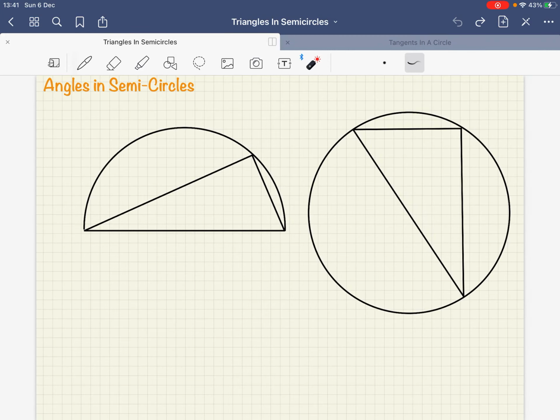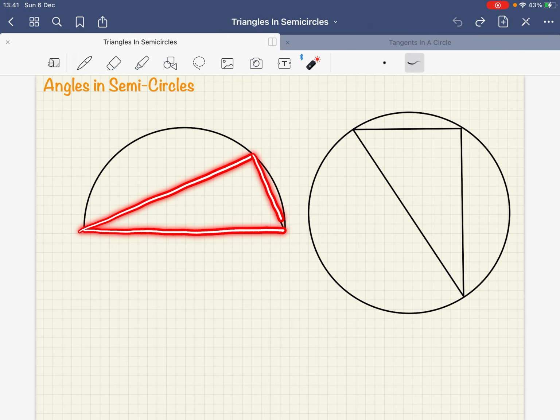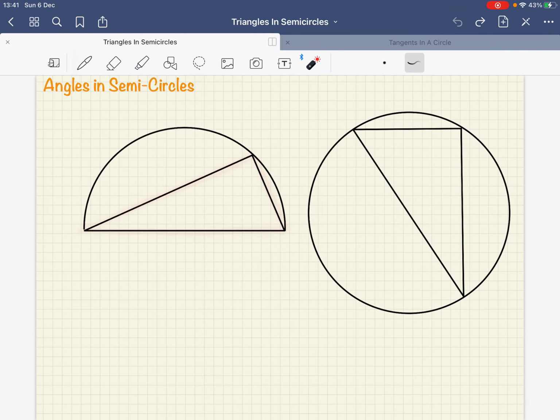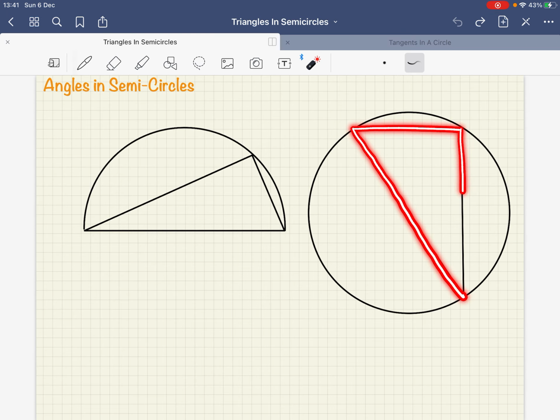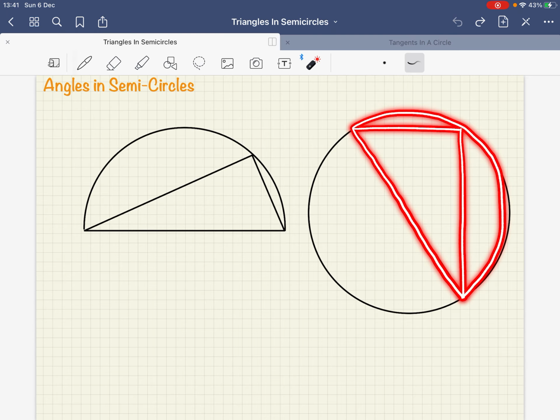Alright, so in this video we're going to be looking at angles in a semicircle, and essentially what I mean by angles in a semicircle is when I draw a triangle and one of my lengths is the entirety of the diameter, and then two other lengths come off it to form that triangle. So here in the second one, because that length there is my diameter and then I've created that triangle, I've got the same idea of a triangle in a semicircle.